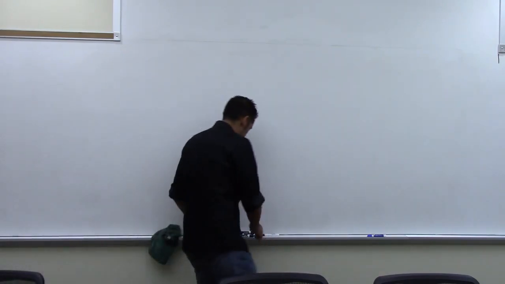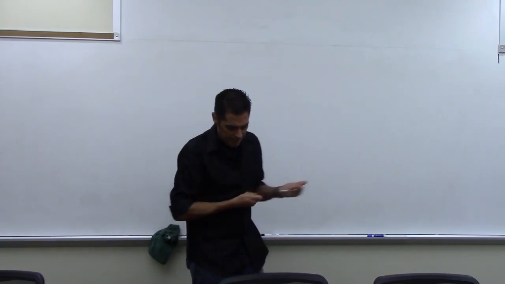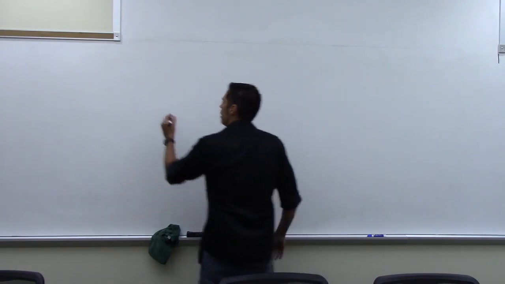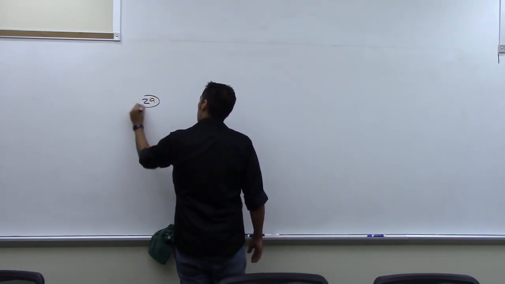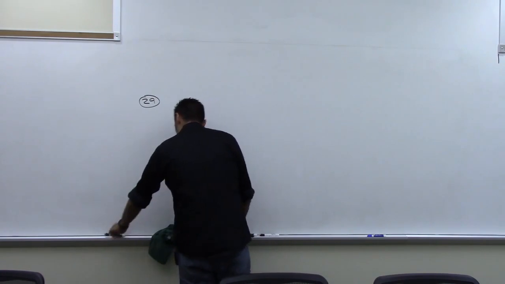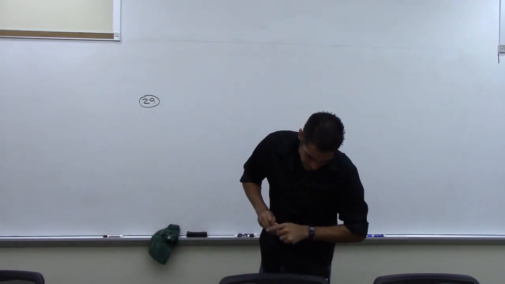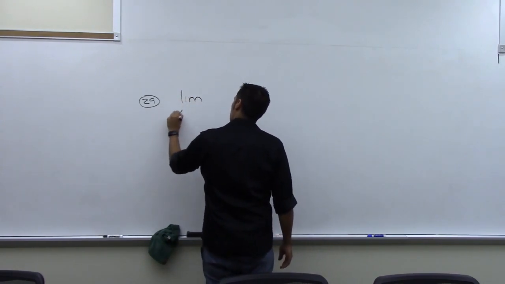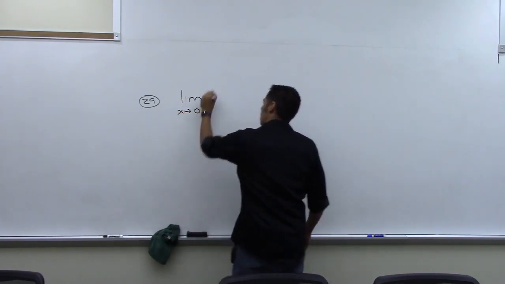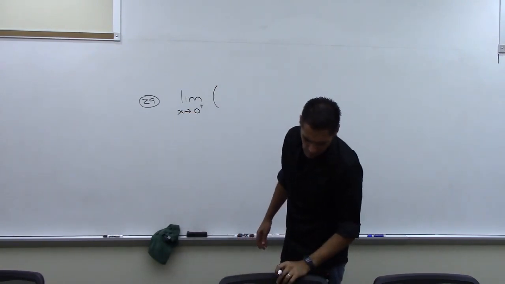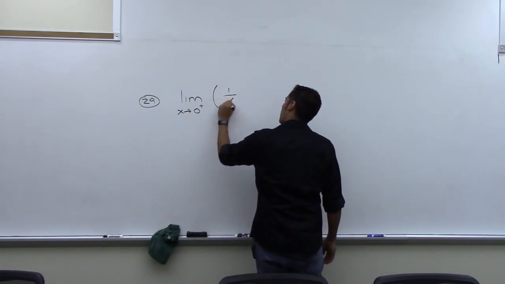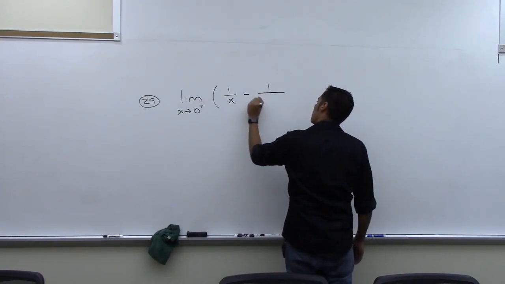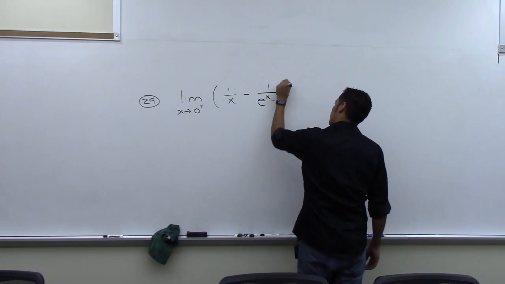Going to finish up the homework set here for 3-7. We're working on number 29. Limit as x goes to 0 from the right of 1 over x minus 1 over e to the x minus 1.